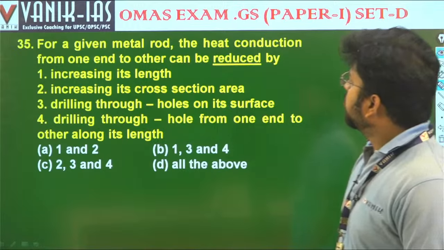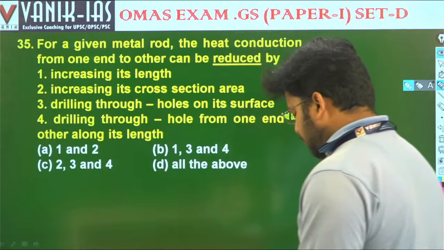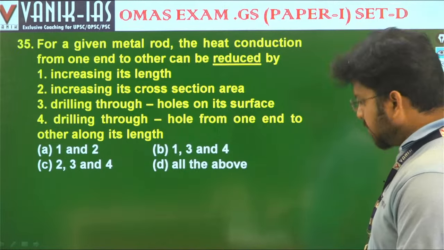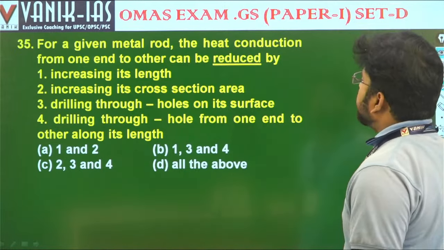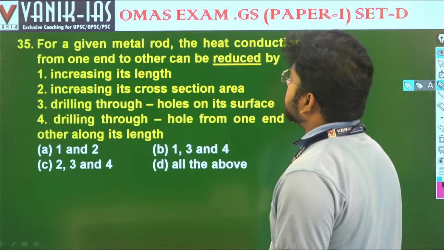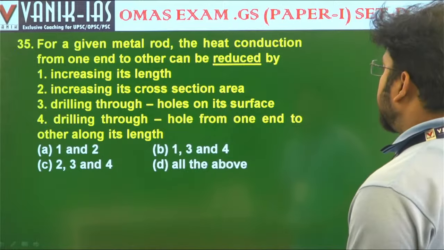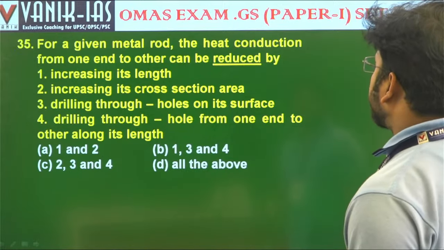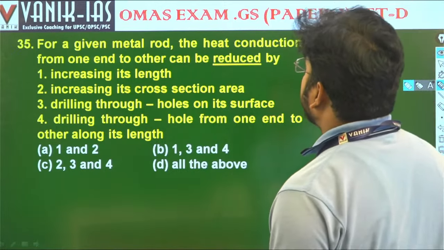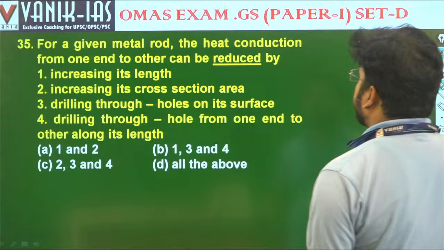For a given metal rod, the heat conduction from one end to another end can be reduced by: increasing the length, increasing its cross section area, drilling through holes on its surface, drilling through hole from one end to another along its length. Heat conduction from one end to another can be reduced. How can it be reduced?